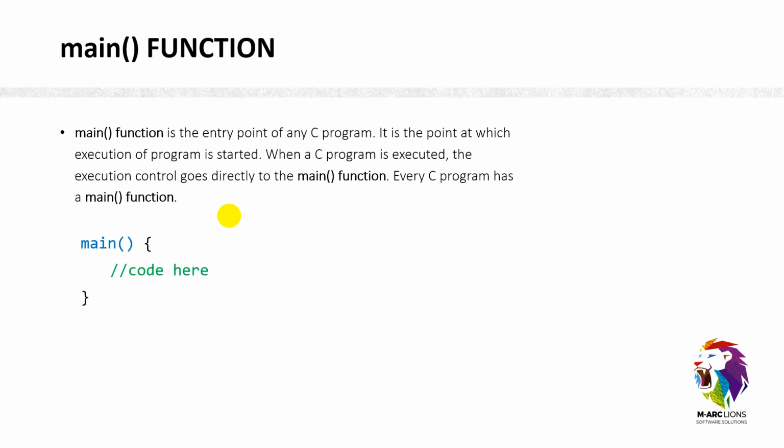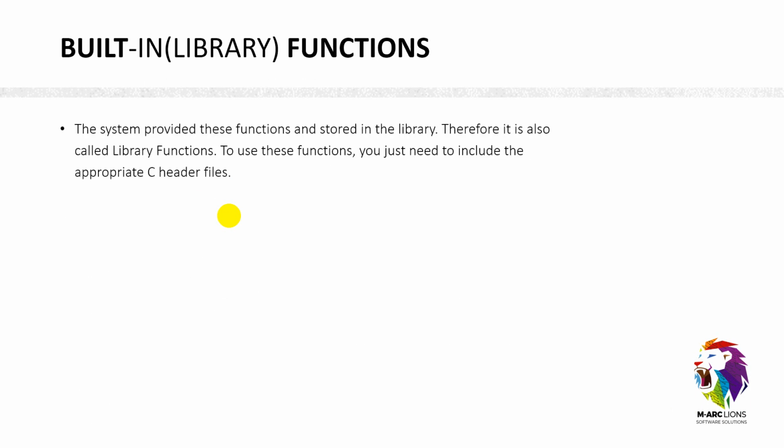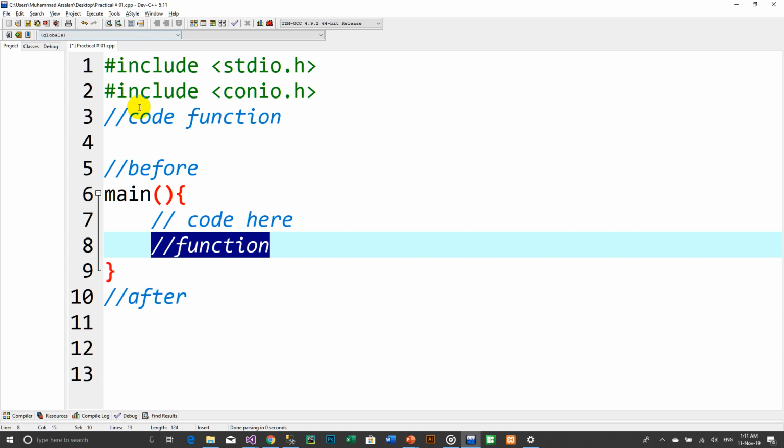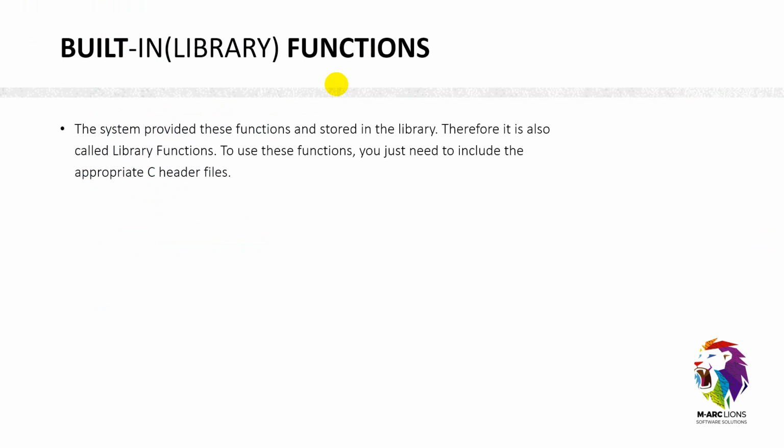That's it for the main function. Now we have some built-in functions, or library functions, in our C language. These functions provided by the system are stored in the library, meaning the header files we have just included. Some built-in functions are already stored in these header files, therefore they are also called library functions. To use these functions, you need to include the appropriate C header files, which I have just shown you.